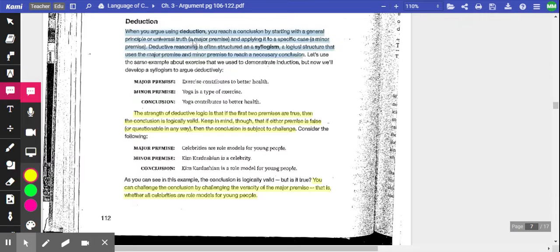So notice when we reread our definition here, you start with a general principle or truth. I think we could all agree that exercise is good for better health. Apply it to a specific case, in this case, a specific form of exercise, and that brings you to your conclusion. The strength of deductive logic is that if the first two premises are true, then the conclusion is logically valid. Keep in mind, though, that if either premise is false or questionable, then the conclusion is subject to challenge.